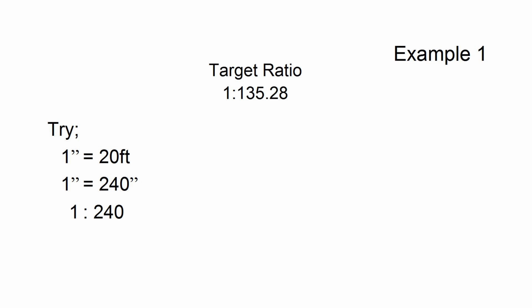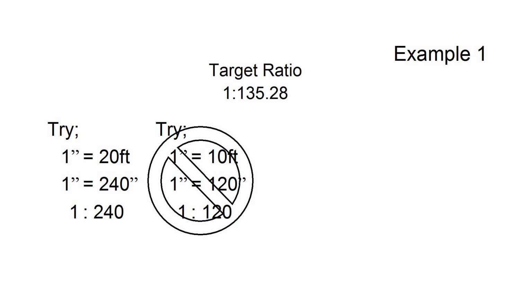We cannot do less reduction than the target ratio. The question is, can we do better? How about trying 1 inch equals 10 feet? Compute the ratio. The ratio is 1 to 120. That is not enough reduction, because 1 to 120 is less reduction than the target ratio.